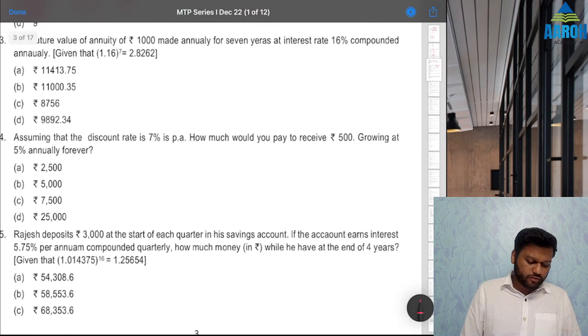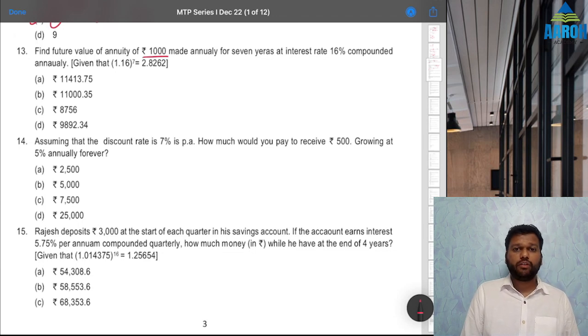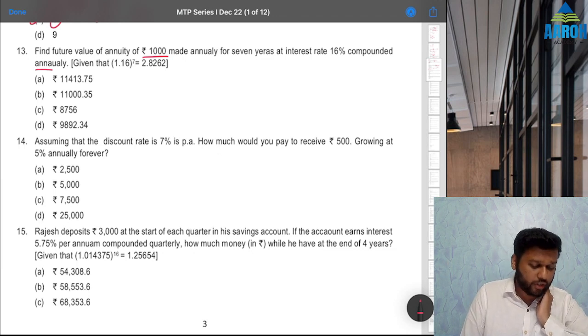Question 13. Now TVM questions have started. Very important chapter from exam point of view. Find future value of annuity of 1000 made annually for 7 years at interest rate 16% compounded annually. They have made a lot of spelling mistakes.